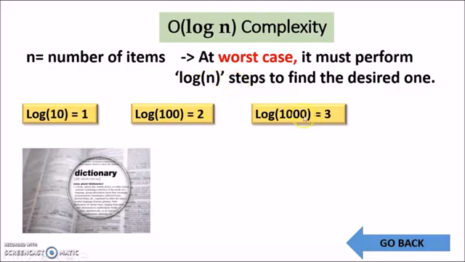Let's say my n is 1000, log of 1000 is 3. Which means as the input is increasing massively, my steps are increasing just logarithmically, not exponentially. A best example is a dictionary. However big your dictionary is, you can easily find the word because all the words are arranged in sorted order.